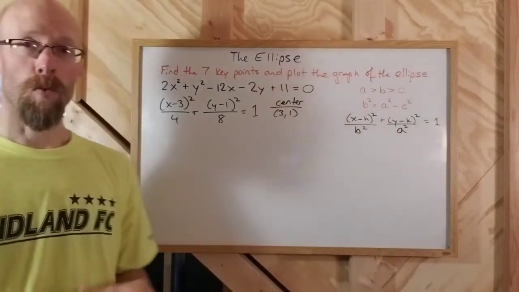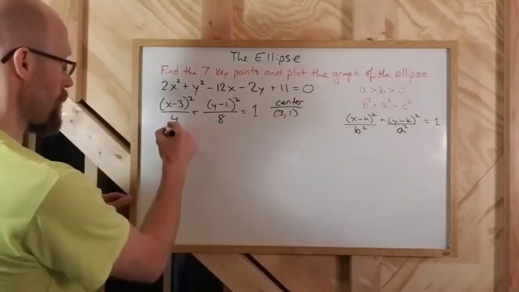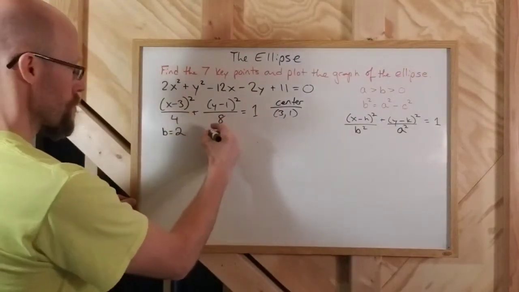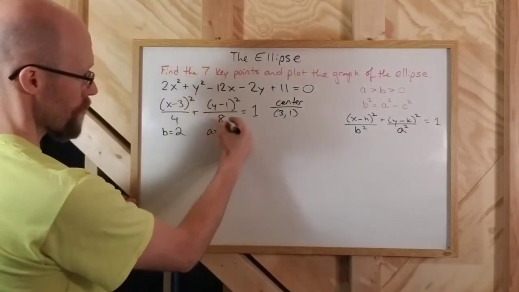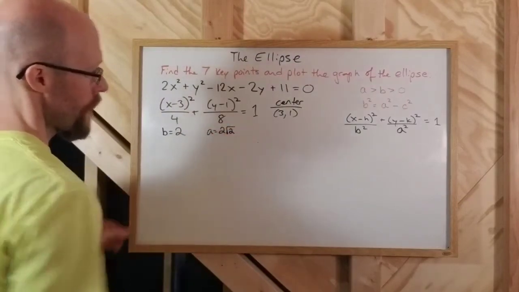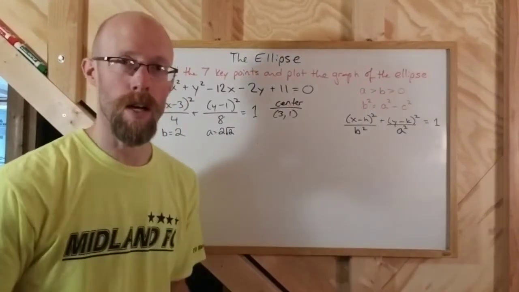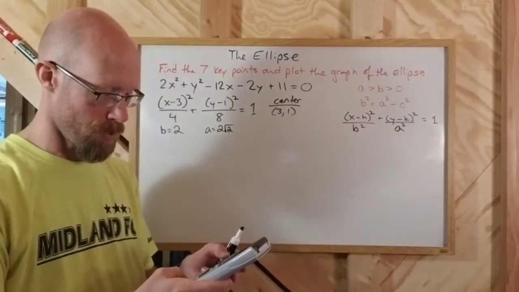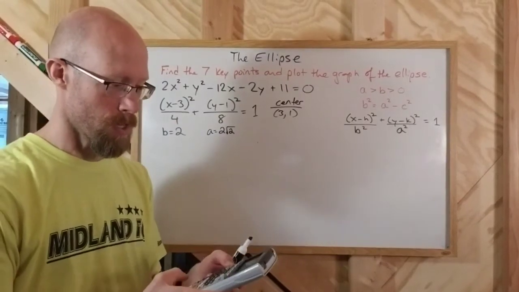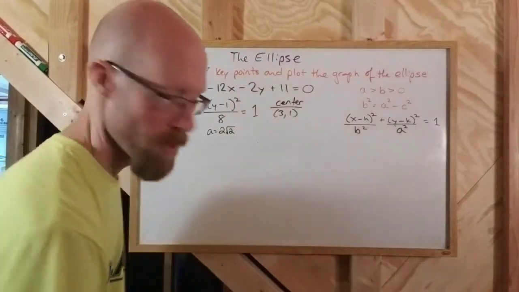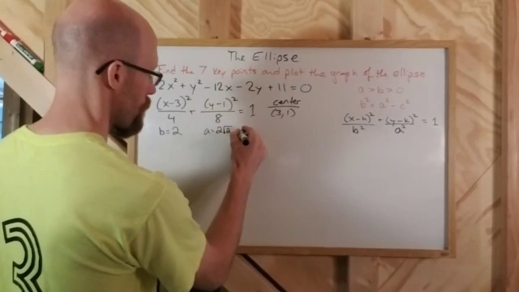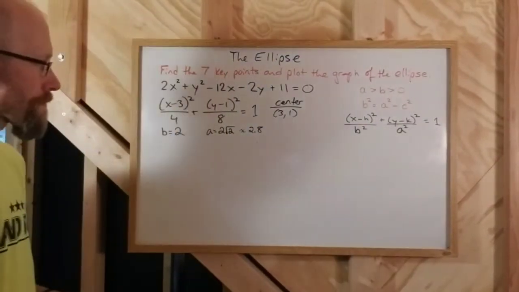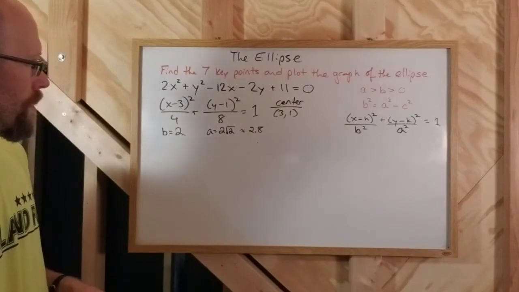Okay, now I need to figure out what the a and the b are going to be. Well, the b value is the square root of the 4, so that'd be 2. The a value is the square root of the 8. The square root of 8 is 2 root 2. And of course, I need a decimal for that, otherwise I really can't plot the graph. 2 root 2 is about 2.8 roughly. So approximately 2.8.